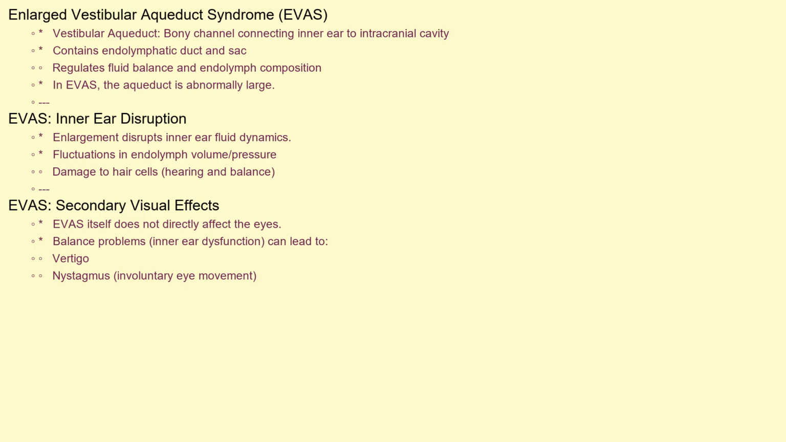It's believed that fluctuations in endolymph volume and pressure can lead to damage to the delicate hair cells responsible for hearing and balance. While EVAS itself doesn't directly affect the eyes, balance problems stemming from the inner ear dysfunction can lead to visual disturbances like vertigo and nystagmus, which is involuntary eye movement. These visual issues are a secondary effect of the inner ear problem, not a direct consequence of the enlarged aqueduct itself.